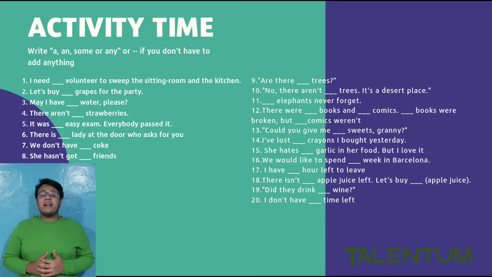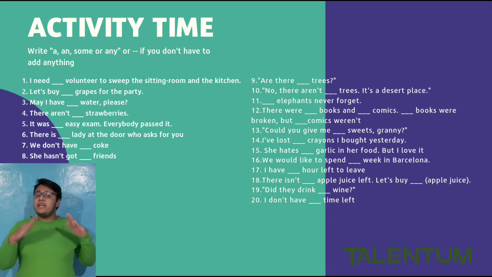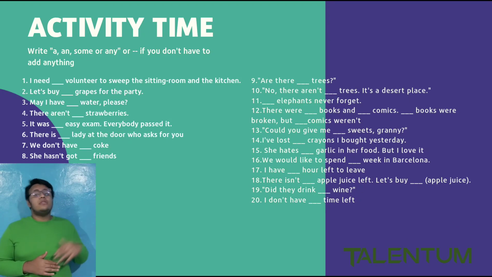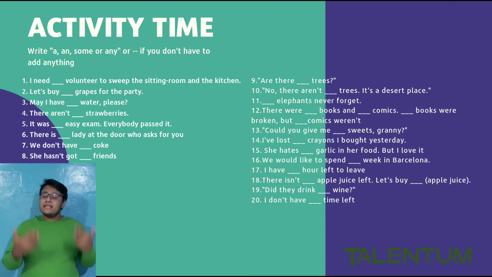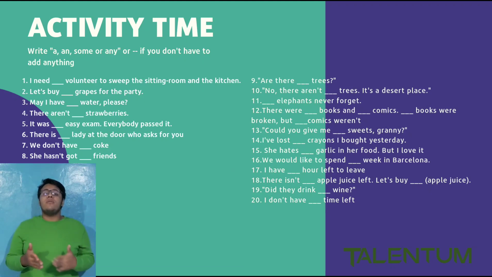Now, it's time for a fun activity. In this case, we have here some exercises, some sentences that you're going to fill out with a, an, some, any, or nothing if it doesn't need anything. Okay? Try to read very carefully each one of them and try to check the video again if it's necessary. I recommend you pause the video because in a few seconds I'm going to show you the real answers for this exercise so you can check the answers that you have written. Okay? Now, good luck and I'll see you in a couple of seconds.